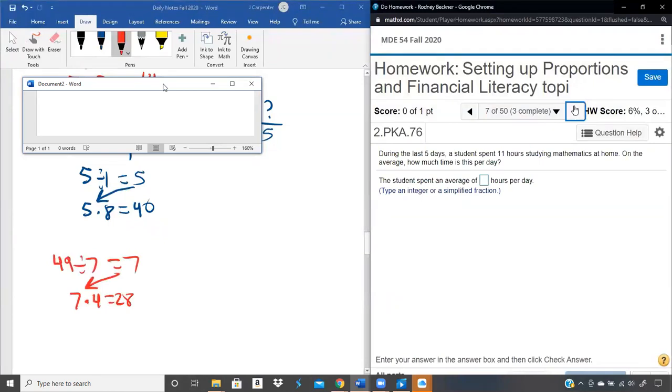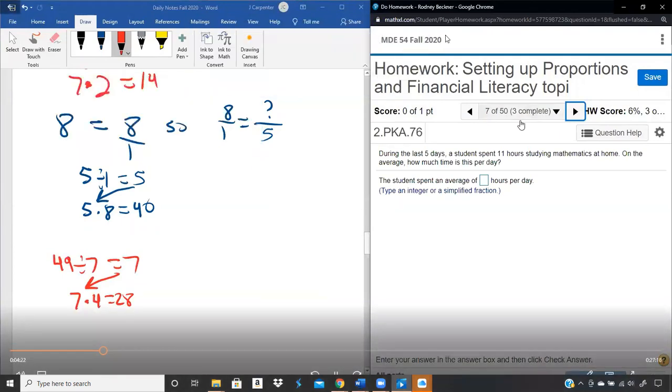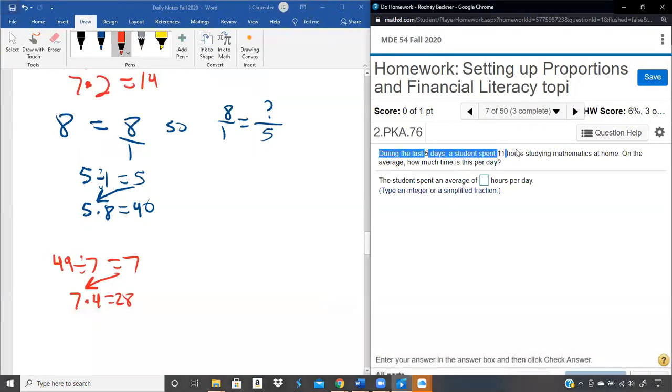All right, during the last 5 days, a student spent 11 hours studying mathematics at home. This student sounds like they were in both MDE 54 and Math 154, because you're supposed to be spending 6 hours a week for every 3 credit hours. That's studying, homework, whatever. So if you're taking 6 credits of math between 54 and 154, that means you should be studying 12 hours a week. So the student's on a good pace.